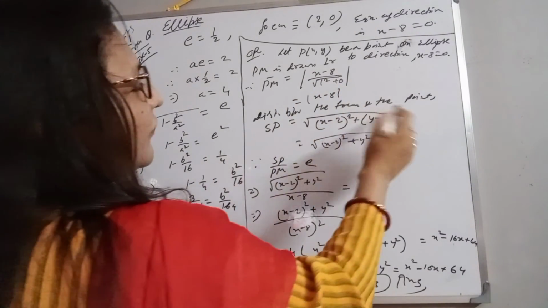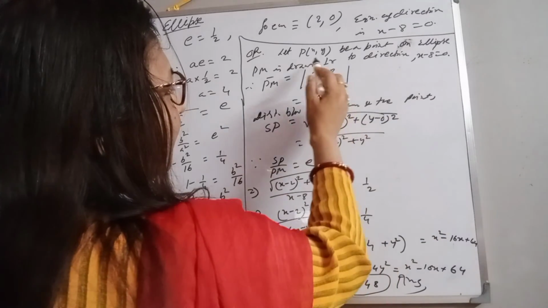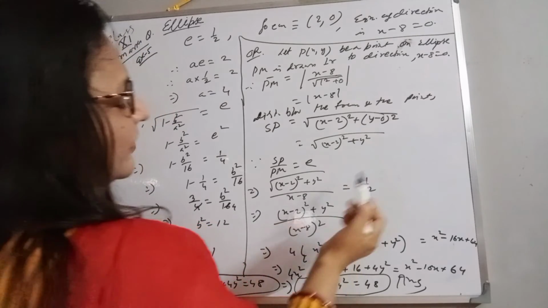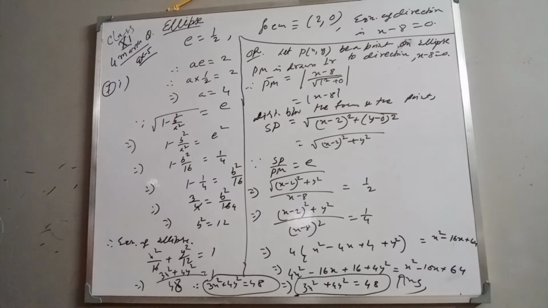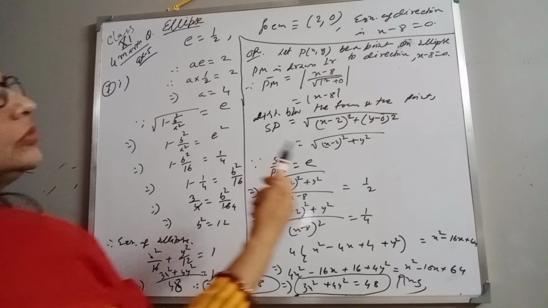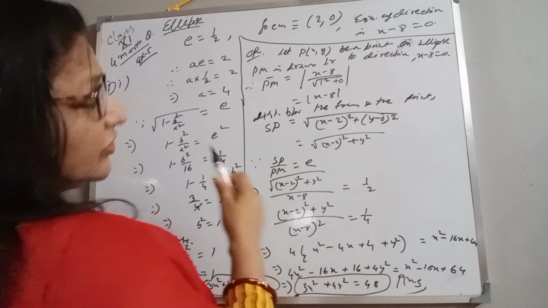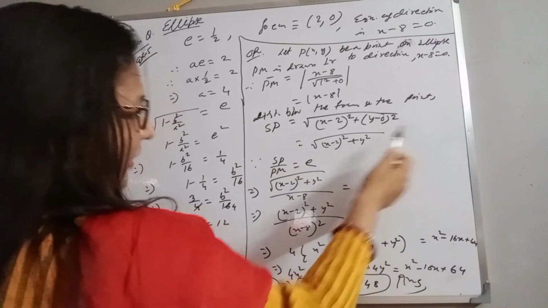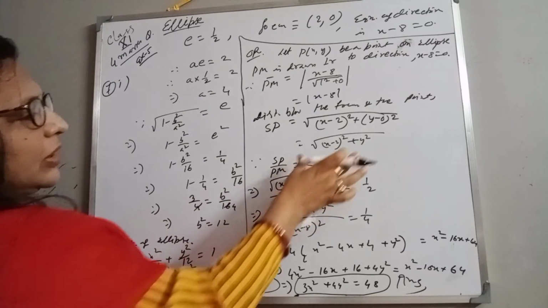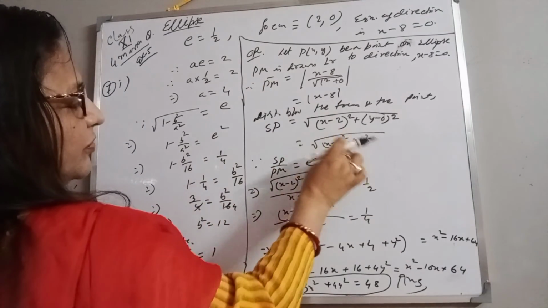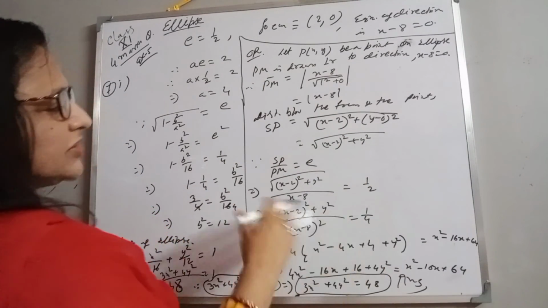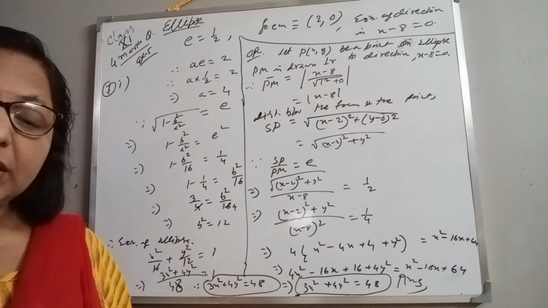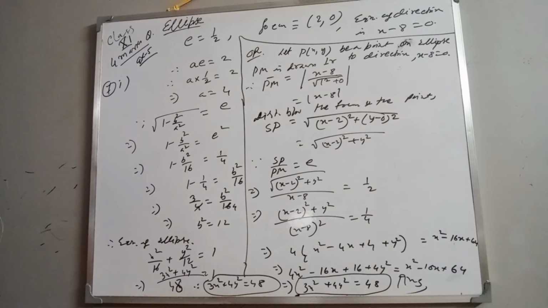Now distance between the focus and the point is what? Focus means (2, 0), and the point is (x, y). So it is coming (x1 minus x2) whole square plus (y1 minus y2) whole square. That formula we are using. Okay, now this is SP and this is PM. So SP by PM equals e. Squaring both sides and doing the calculation part, we will get the answer.